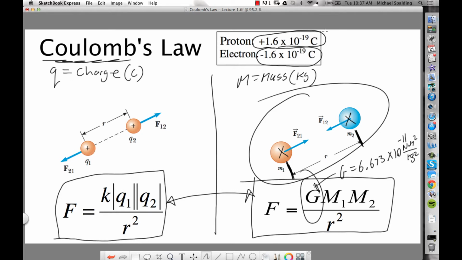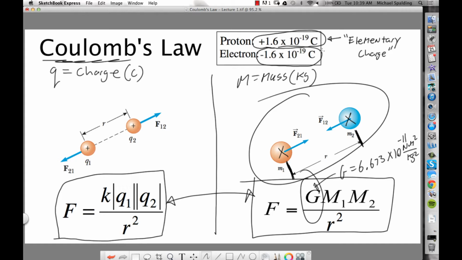Now this number here, the 1.6 times 10 to the negative 19, that number is referred to as an elementary charge. Did I spell that right? Yeah. That's referred to as an elementary charge. Now, why would we call that an elementary charge? Because what does elementary mean? Basic, fundamental.